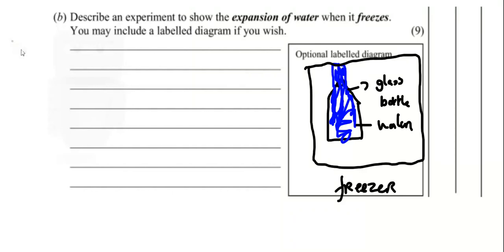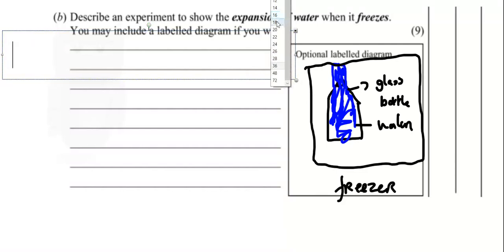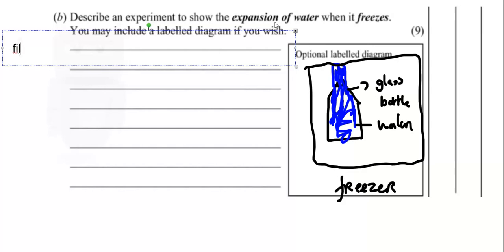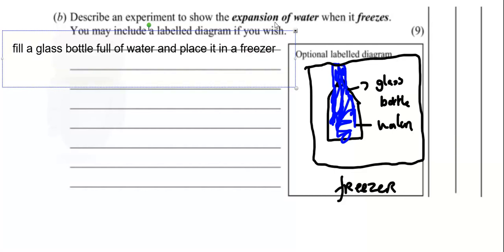Okay, so here's what happens. Fill a glass bottle full of water and place it in a freezer. Next part. Leave in the freezer for a few hours.